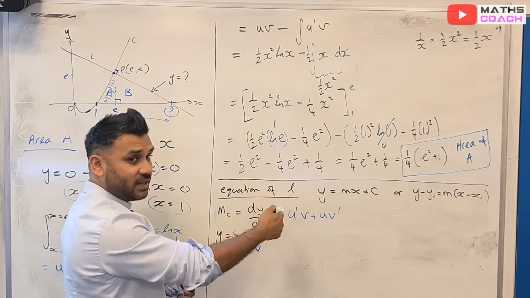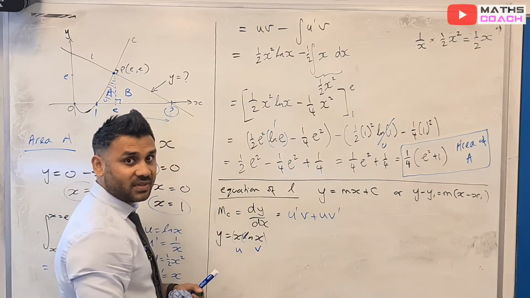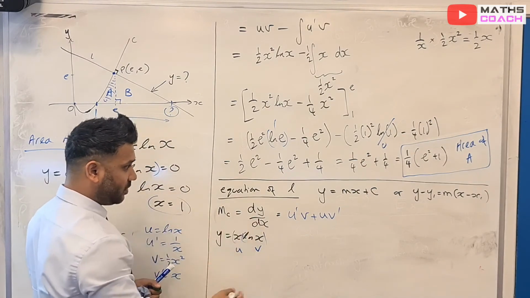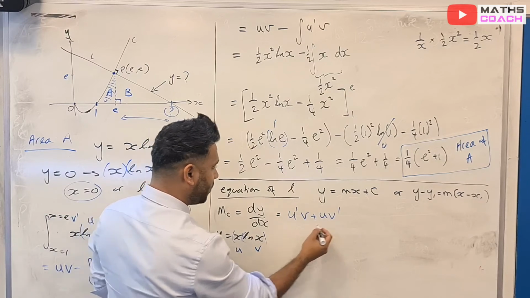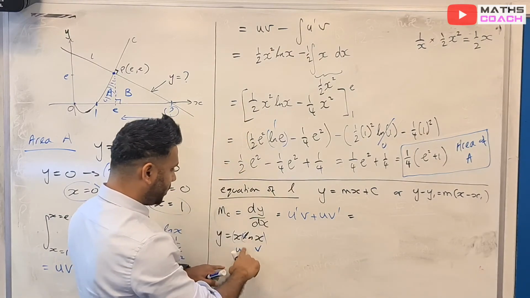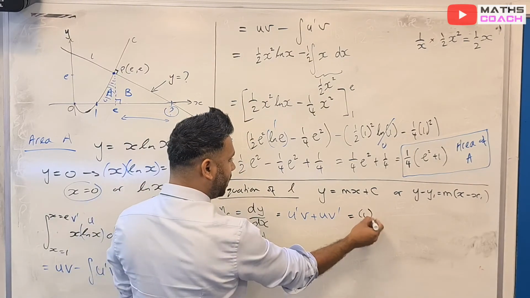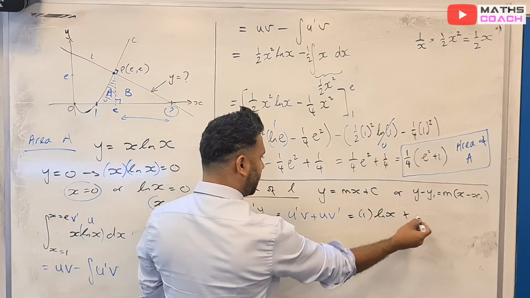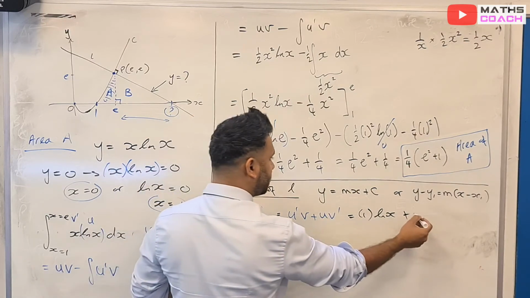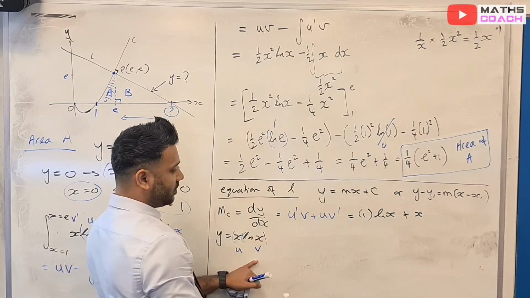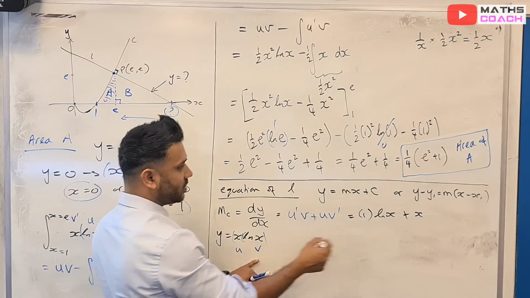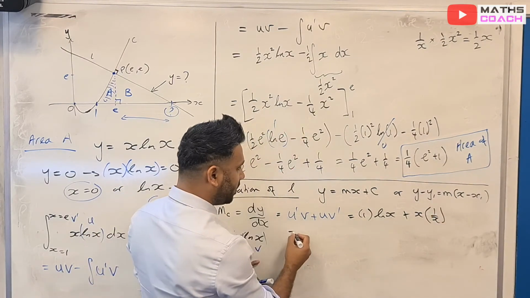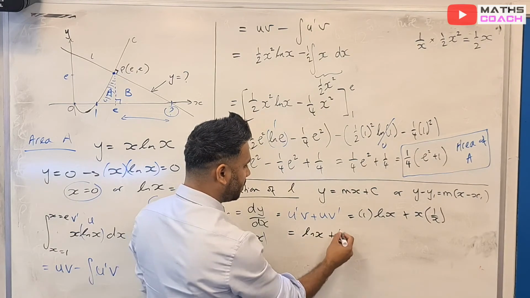I'm going to go straight into differentiating without writing the u's and v's separately, because by now, if you have enough practice using the product rule, you'll be able to do that yourself. So if we just substitute them in, u is x, so u dash would be 1, v is ln x, and then plus u, which is x, and v dash is obviously going to be the differentiation of ln x, which is 1 over x. And if you simplify that, we get ln x plus 1.